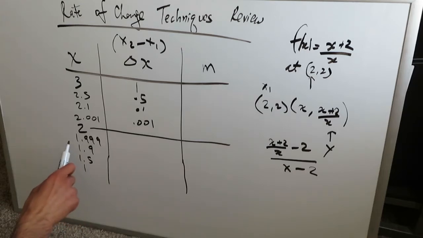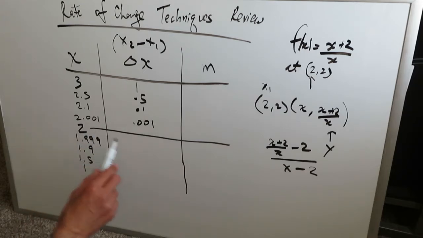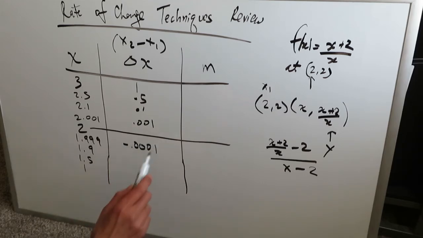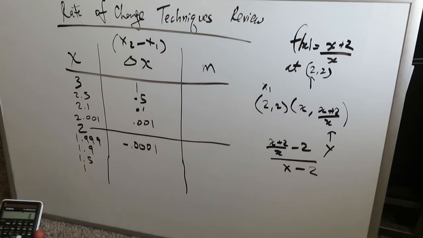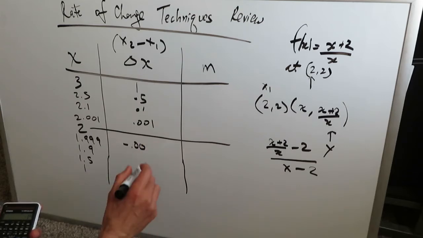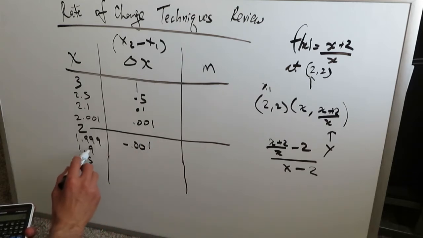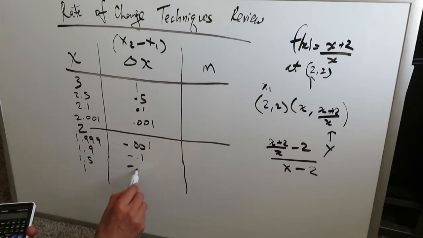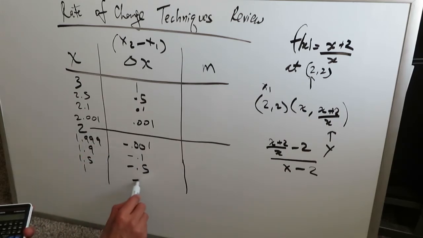Let's talk about 1.999. How far away is that? Let me see if I have this right. I'm doing 1.999 minus 2. I'm getting a minus, minus 0.001. Here 1.9 minus 2 is minus 0.1. 1.5 minus 2 is minus 0.5. And 1 minus 2 is minus 1.